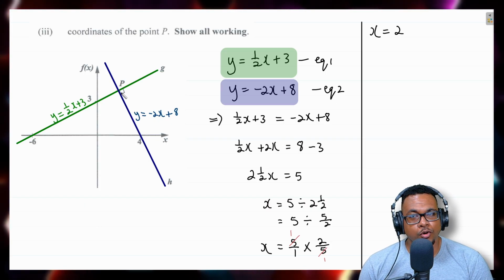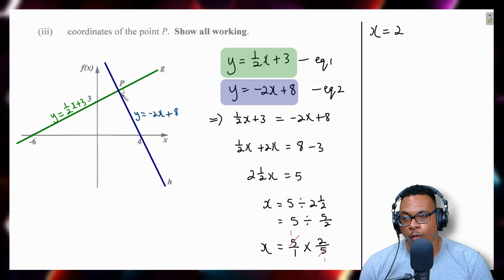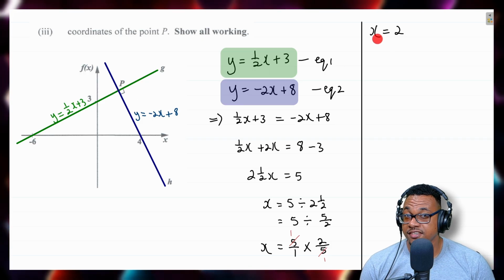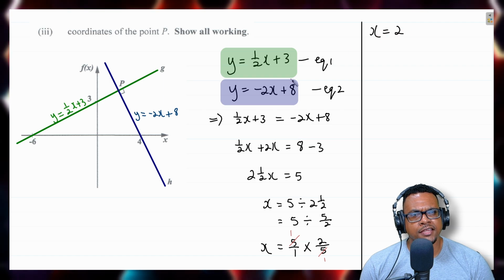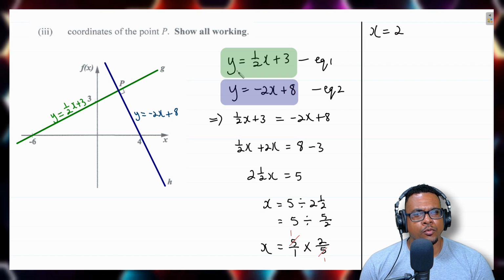Now, a coordinate has an x component and a y component. All we found so far is just the x component. Now we can substitute this value for x into any of the two equations. So now equation 1 reads y is equal to half times x.